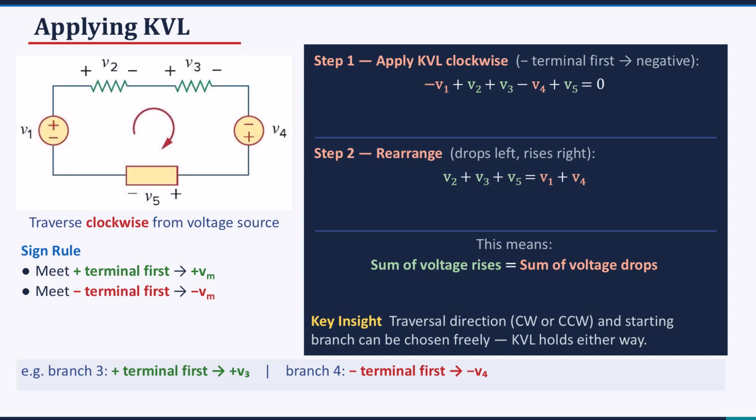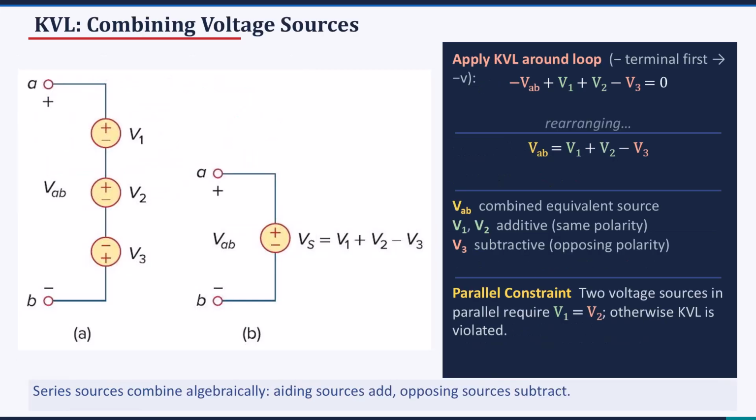Important point: you can choose to traverse the loop clockwise or counterclockwise, and you can start from any branch. KVL holds regardless of the direction of traversal or starting point. Just be consistent with your sign convention throughout. Finally, let's see how KVL is used to combine voltage sources. We have a circuit with three voltage sources V1, V2, and V3 in series.